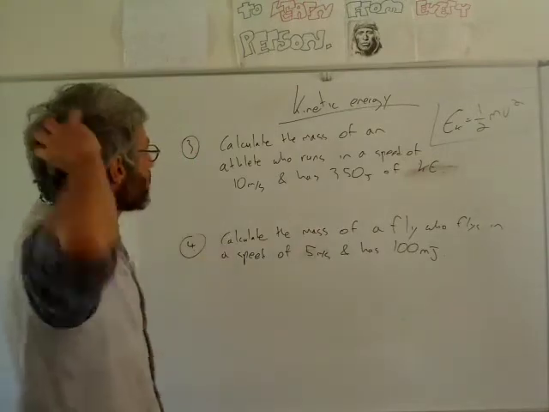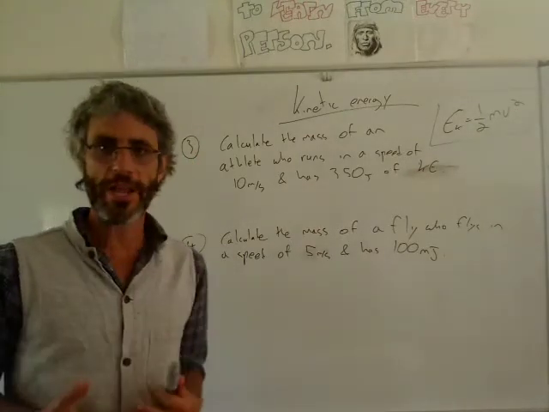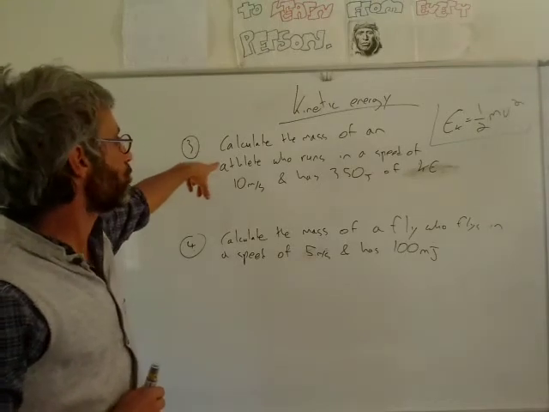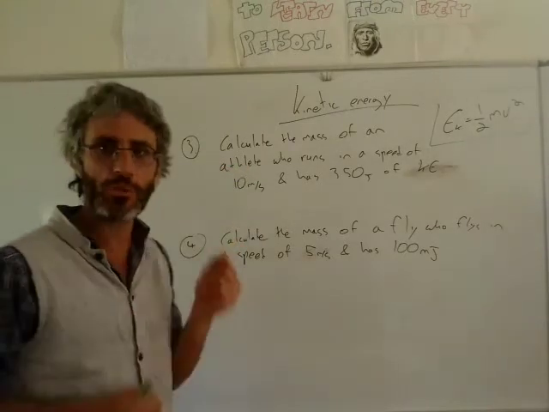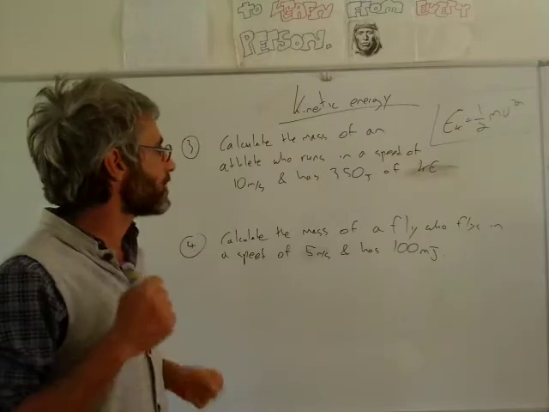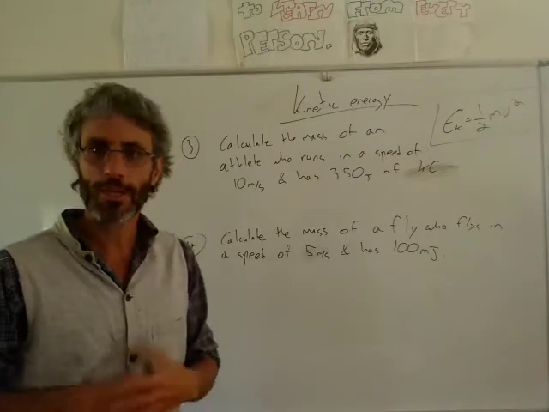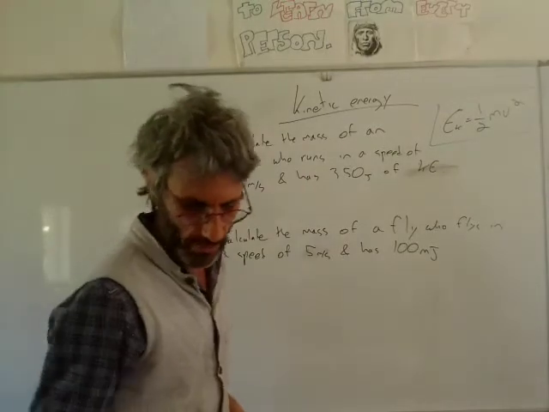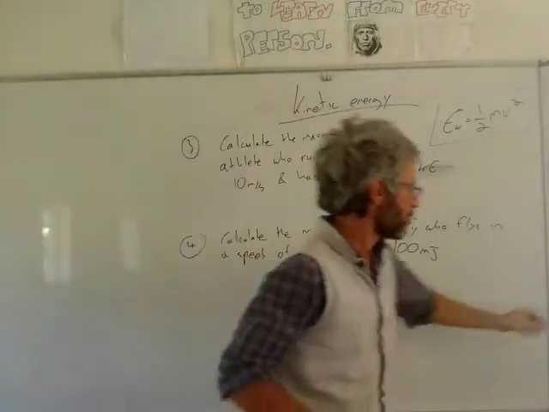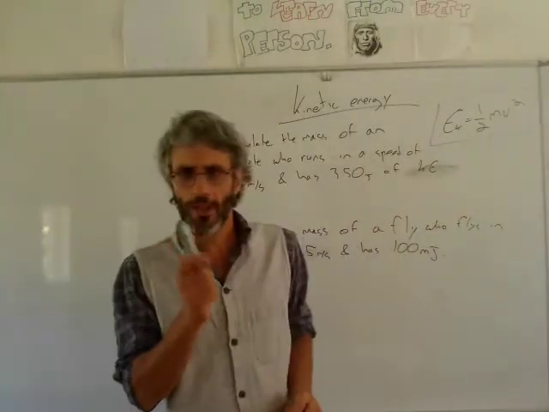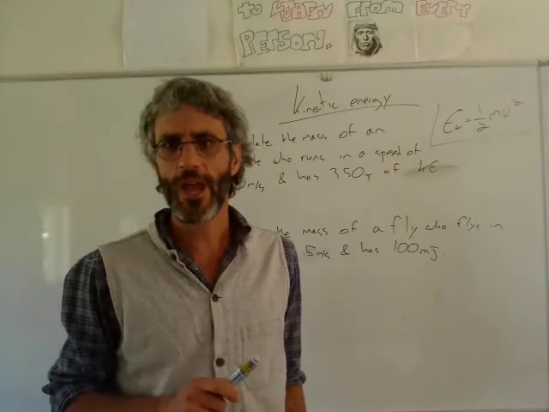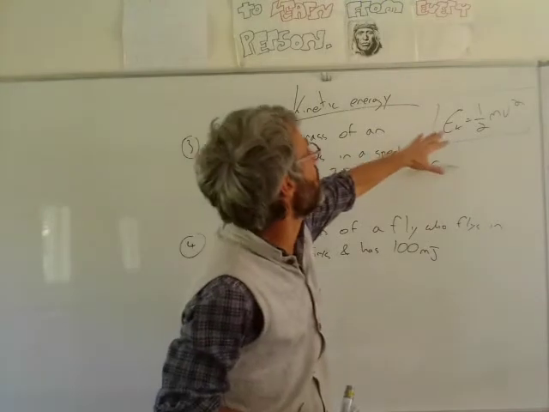Our next question will need some rearranging. Calculate the mass of an athlete who runs at a speed of 10 meters per second and has 350 joules of kinetic energy. Like I told you last lesson, to answer these questions, the trick is to first substitute in the formula and then rearrange it.